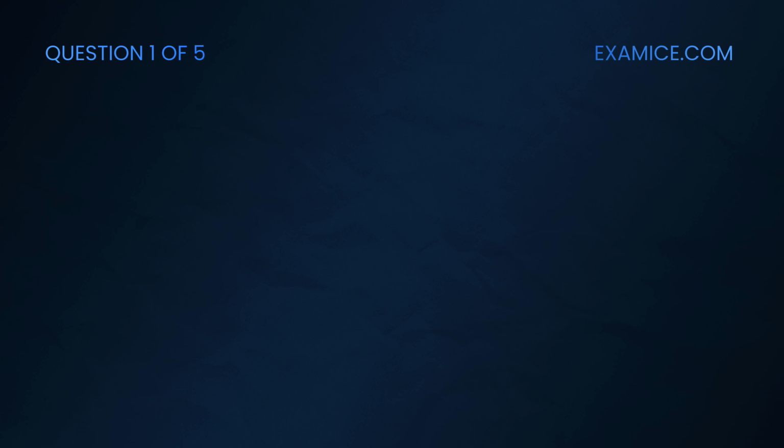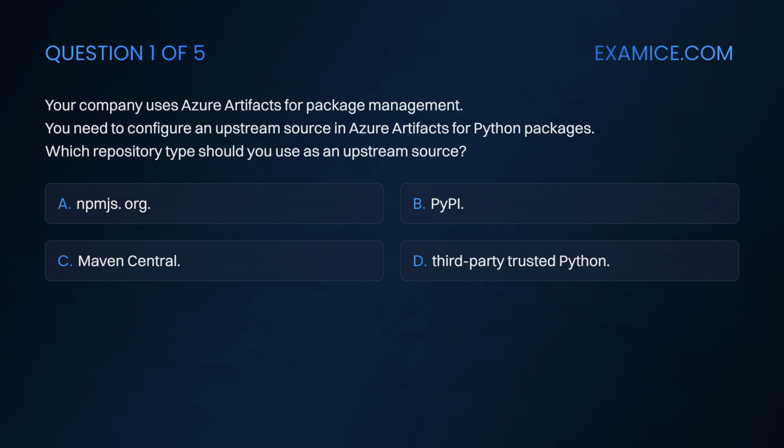Question 1. Your company uses Azure Artifacts for package management. You need to configure an upstream source in Azure Artifacts for Python packages. Which repository type should you use as an upstream source? Option A, npmjs.org. Option B, PyPI. Option C, Maven Central. Option D, third-party trusted Python.